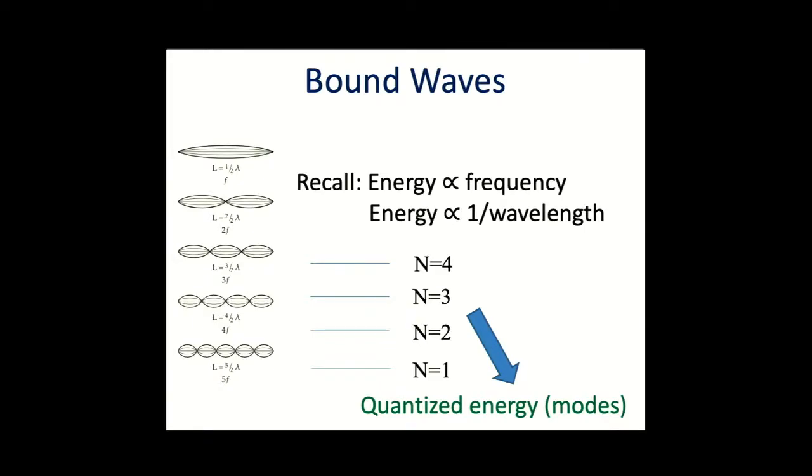But quantum mechanics is based mostly on bound waves. So I'm illustrating that here with, say, a guitar string. You pluck the string and you set up what's called a standing wave, which has what's called an antinode in the middle and two nodes on the end, because that's where the string is fixed.